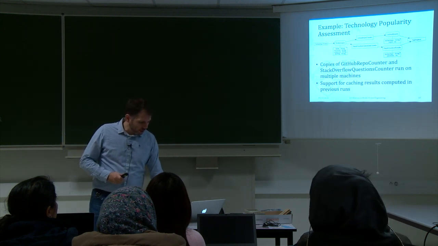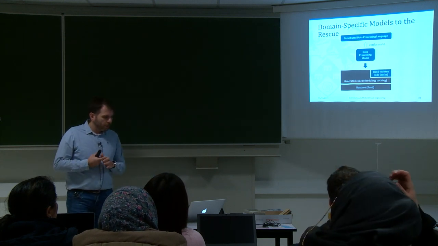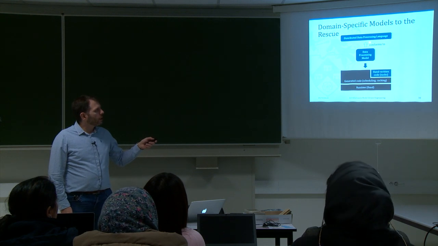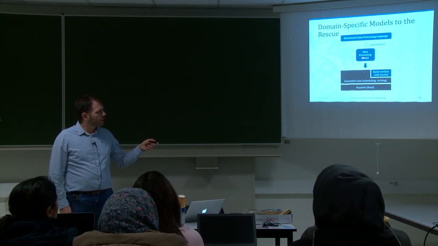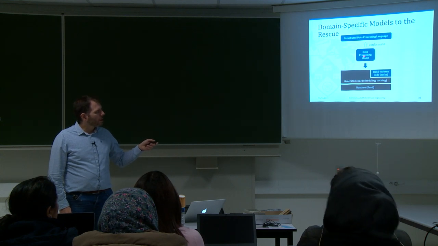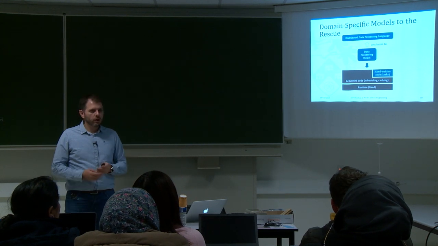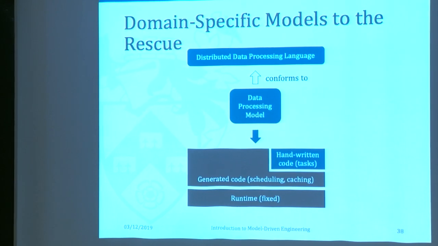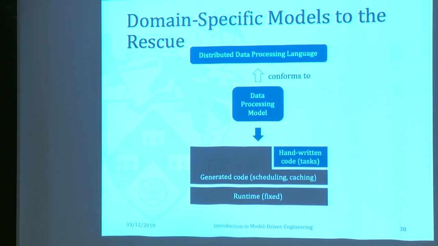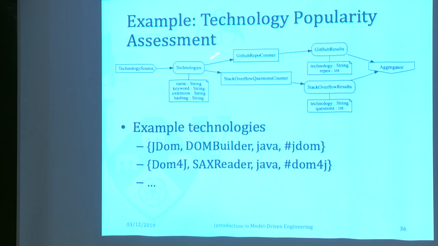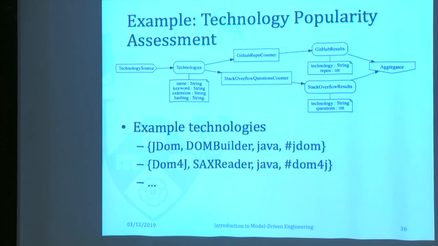So how do we do this? How do we develop such applications? We have developed a language called CrossFlow, which is a distributed data processing language. So we can define these workflows in terms of models, and then we can generate from these code that has all the uninteresting bits, all the scheduling and the caching and the communication between different nodes. And then we only need to go in and say what this task does and what this task does. So given this technology description, how do we count the number of GitHub repositories? That's not something we do in the model, that's something we do in code, but in a very controlled way. So I'll just give you a demo, show you how that works.